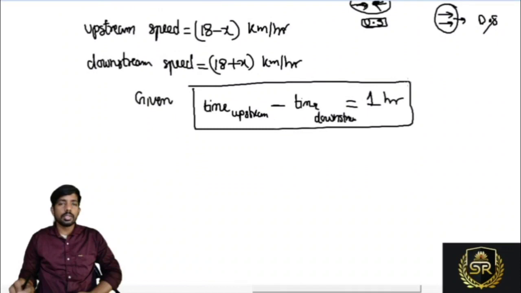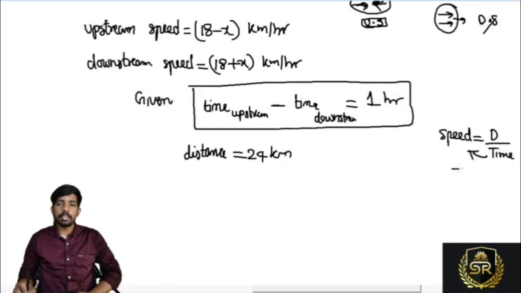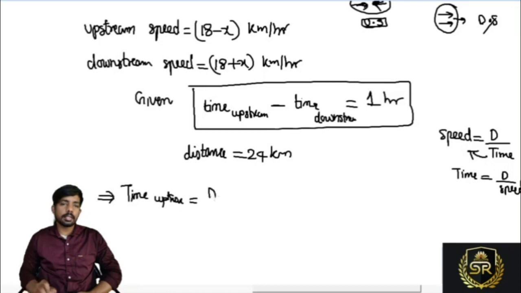So the distance is 24 kilometers, right? In general we need to find the time for the upstream. What is the formula? Speed is equal to distance by time. In order to find time, if I send the time to the left hand side, I can write time equals distance by speed. So time for the upstream is equal to distance by speed.